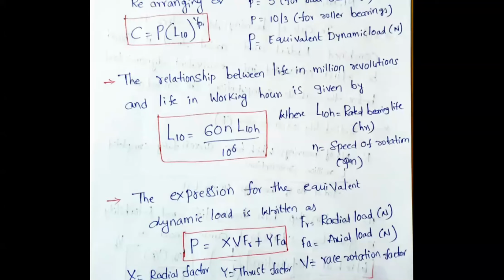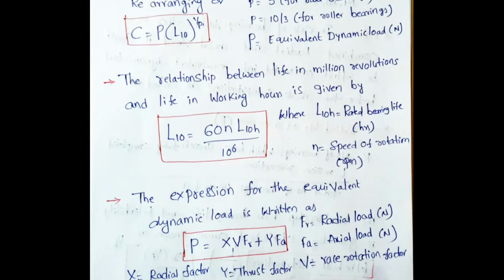Normally, if it is specifically mentioned, then only we can consider this race rotation factor. What does this race rotation factor mean? Simply, in general, I already told you that you are having two races, inner race and outer race, right? In both the races, only one race is rotated and the other race is fixed. Either it may be an inner race or an outer race, whatever it may be. Depending upon the inner race or outer race rotation, we will consider the V value.